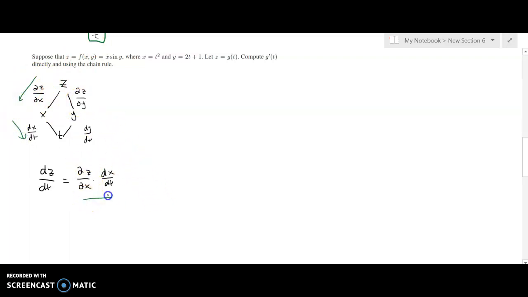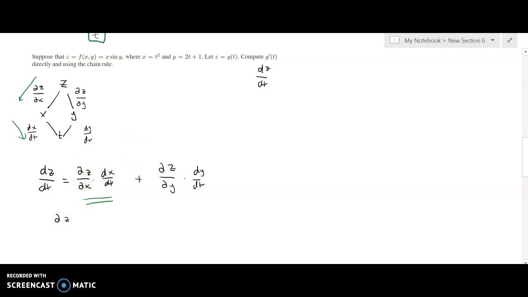And then we're going to have also the chain going down the dependency on y. So dz dy times dy dt. And that's the same thing as g prime of t, right? So g prime of t, another way of writing that is dz dt. We're writing z as g of t, so we could also reference z by the name that it's given. So to compute dz dt, we would need the four components.